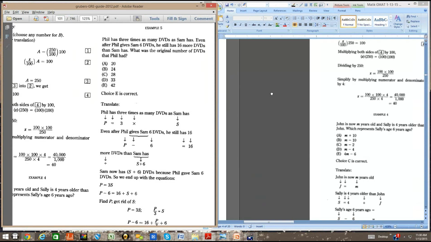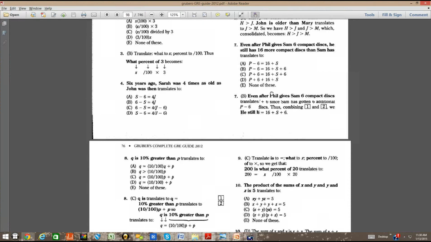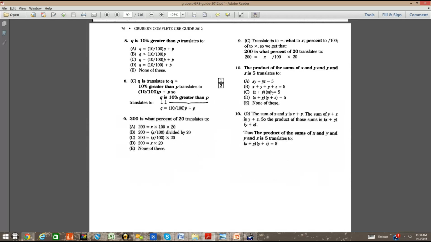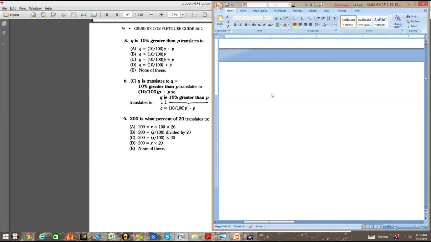Okay, the next thing I want to see is, you got the percentage. Q is 10% greater than P. Whenever you have percent increase or percent decrease like that, Q equals 10 over 100 times P, but plus the original. You need that too. It's 10% greater.